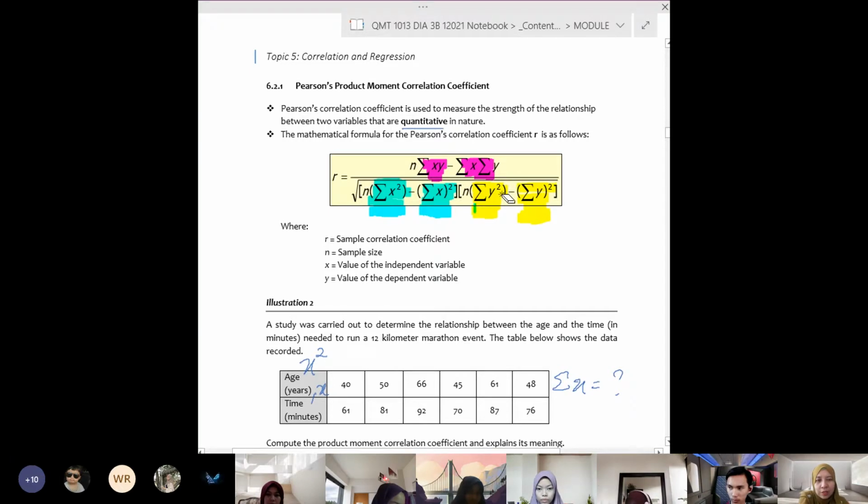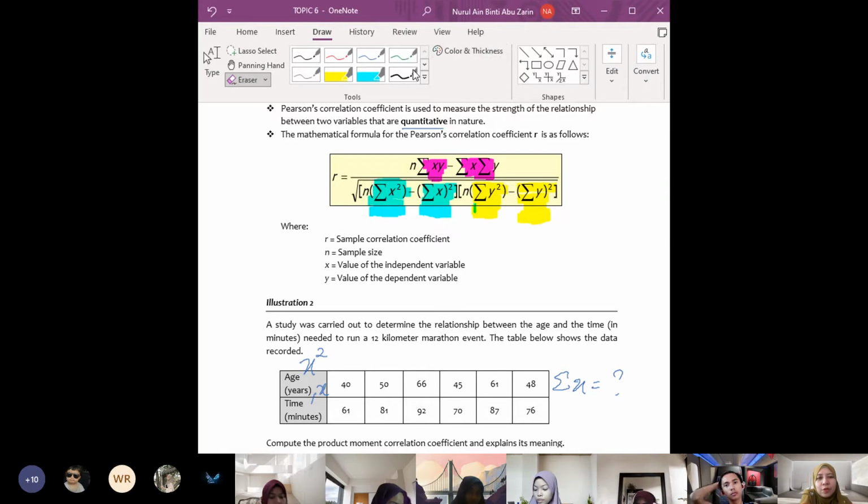You have to identify which is x and which is y, as usual. And then the next step is to find out the n value. What is the n value? For the case that we have below, what is the n value that we have here?